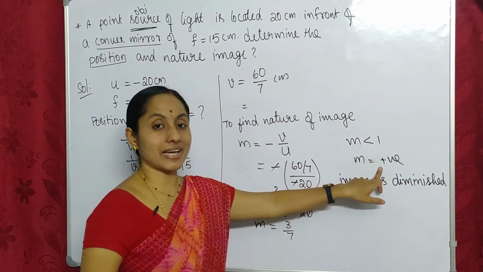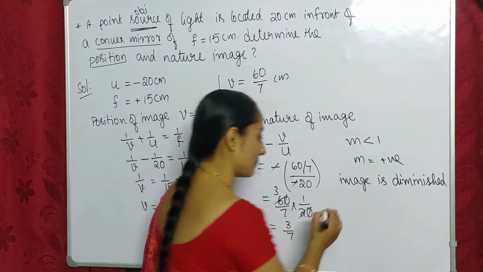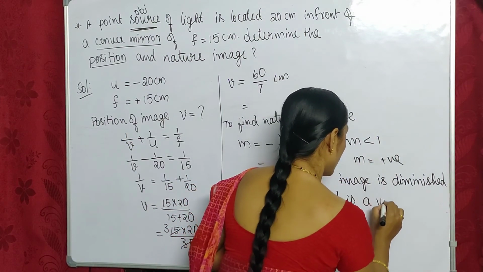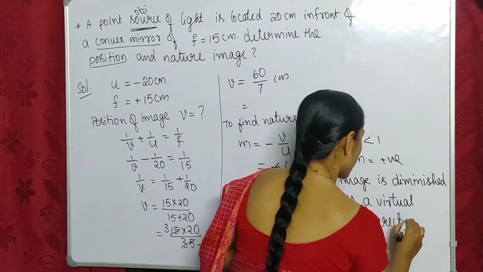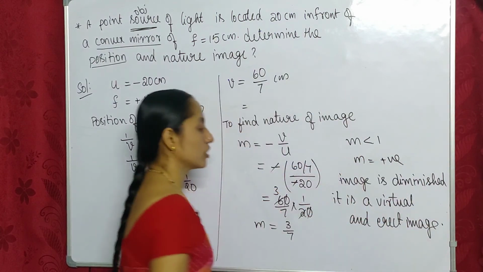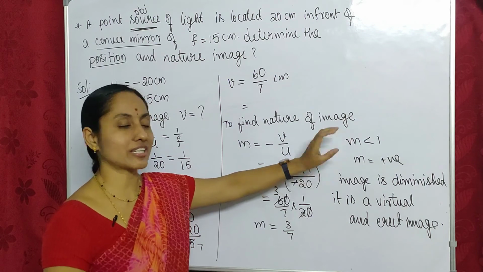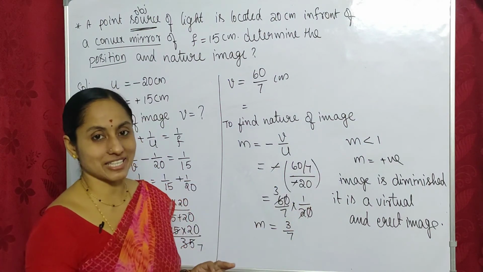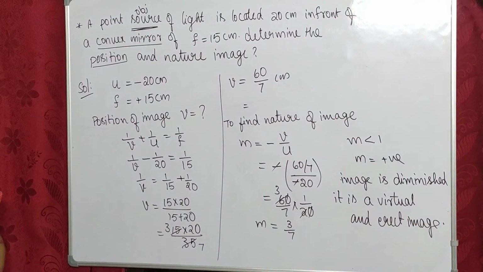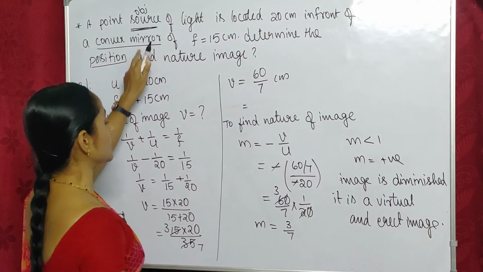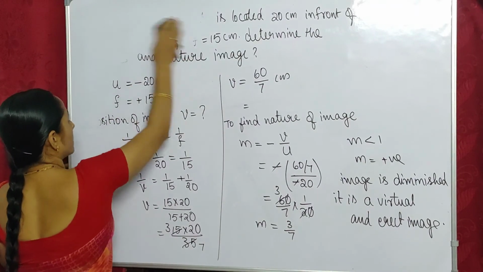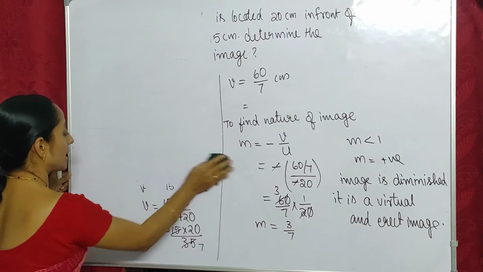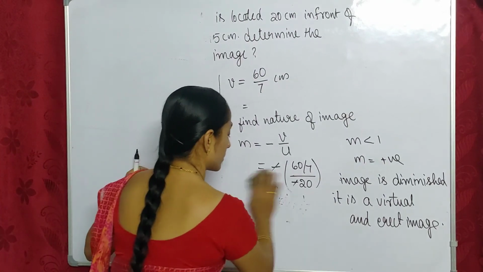Next, positive indicates it is a virtual and erect image. That is why I have given you the shortcut table so that analysis will become easier for you. Please quickly note this down. And I hope you remember, in case of a convex mirror, the position of the image is always behind the mirror.